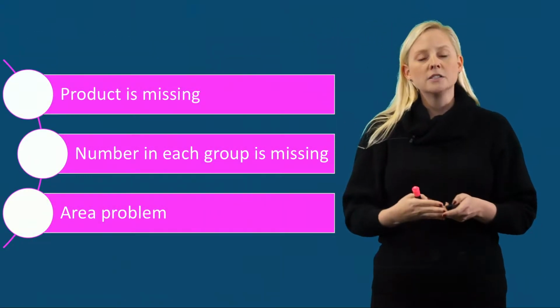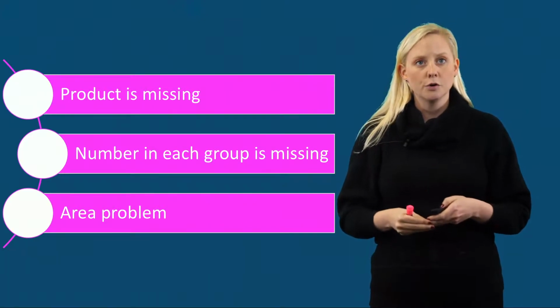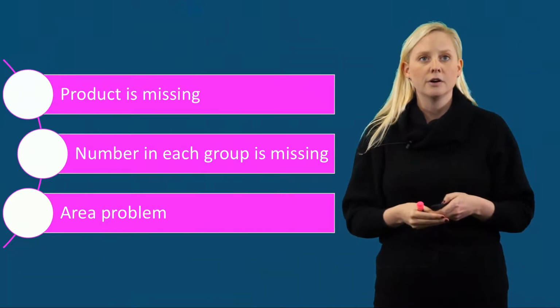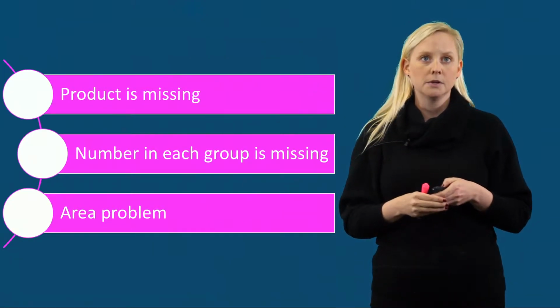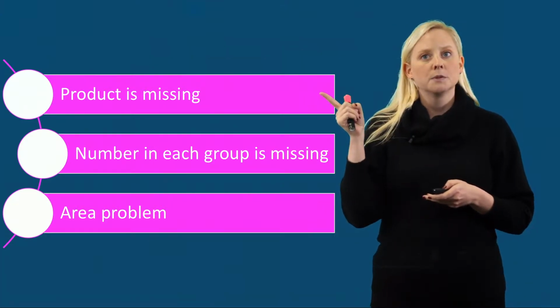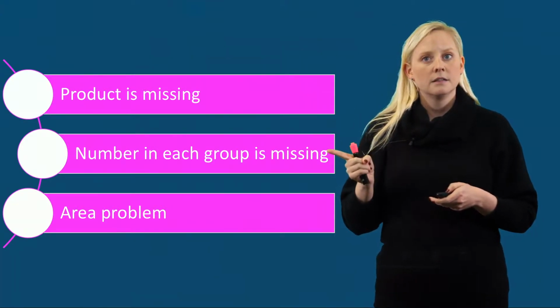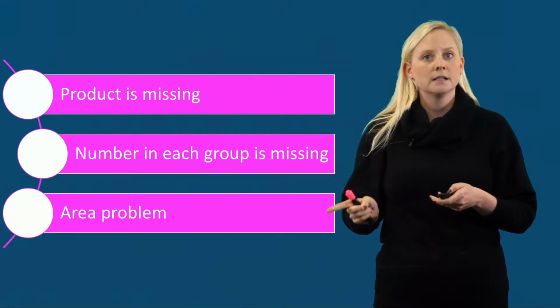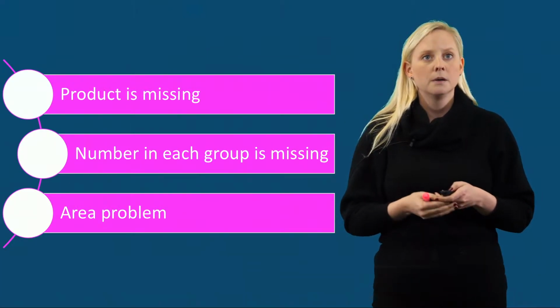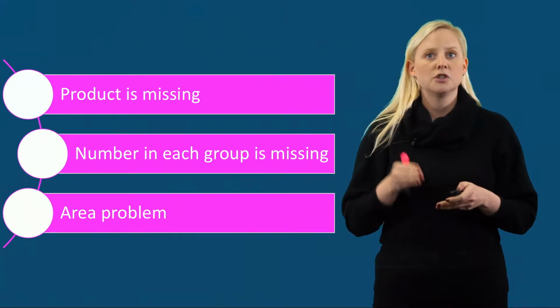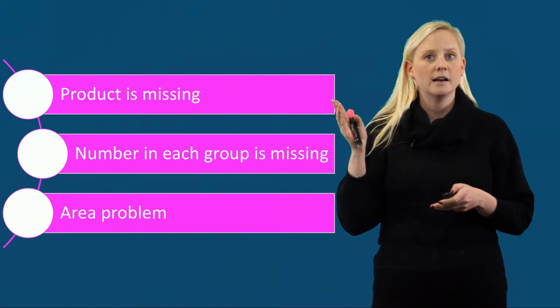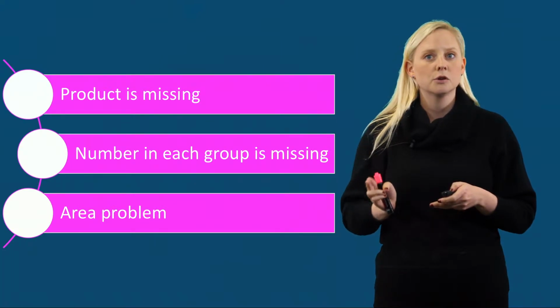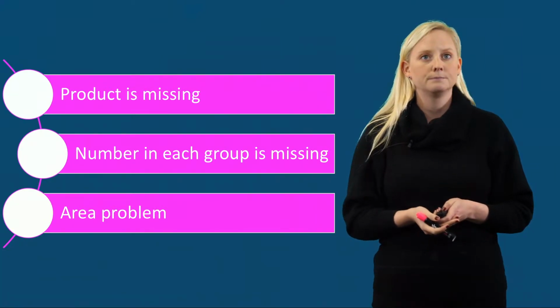Now, today we're going to talk about 3 different types of equal groups problems that students encounter when they solve Buccaneer problems. We have problems where the product is missing, the number in each group is missing, and we also have an area problem, which is also an equal groups problem. So in this video, I'm going to demonstrate how to solve a problem where the product is missing, where the number in each group is missing, and an area problem.